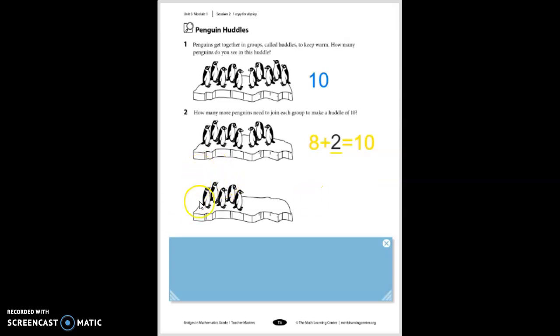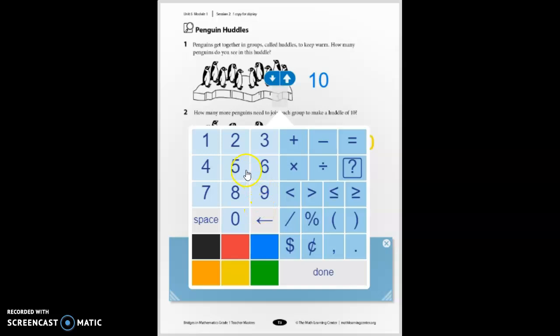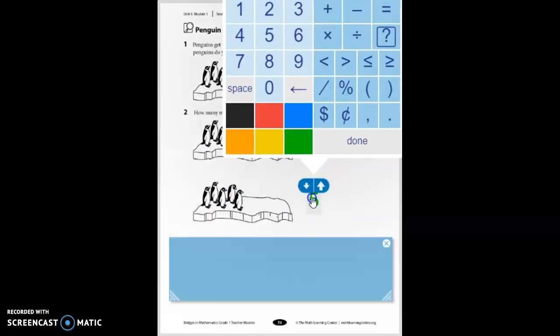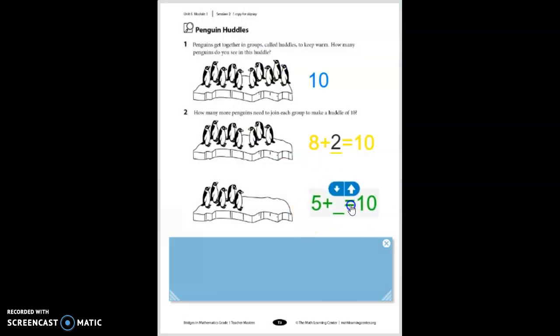Ooh. How many penguins are total right here? There are 5 penguins. So there are 5 penguins plus, we don't know how many more we need to make how many? 10. So here's our equation. We have 5 penguins here. We have to add some more, but we need to make 10. So how many more penguins need to join this group to make a huddle of 10? We need 5 more penguins because we know that 5 plus 5 equals 10.